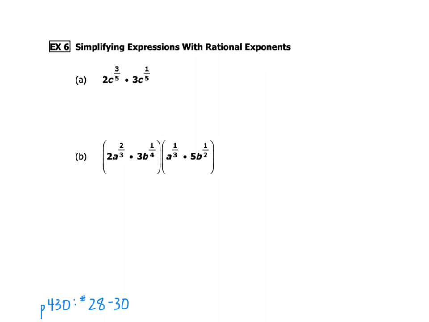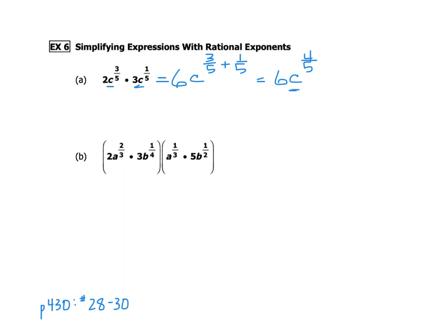And so first thing I'm going to do, 2 times 3 is going to give me 6. And here's my base of c, so I have c to the 3/5 plus 1/5. And 3/5 plus 1/5, I do have a common denominator of 5, so just add across the numerator: 6c to the 4/5 power. Now because I don't have a number here, there's nothing I can do to simplify this, and we are done.